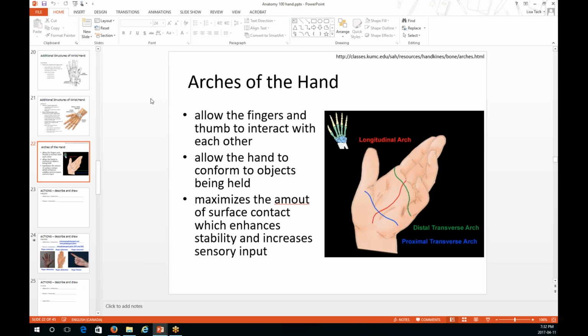So just like the foot has arches, the hand has arches. And the arches help allow your fingers and thumb to interact. So it allows us to grasp objects, increases the amount of surface contact that our hand can have on an object, which helps us be more stable with that object, manipulate that object, and increase the amount of information that comes to our brain. So like when you do massage and you conform your hands to the tissue, those are the arches of your hand letting you do that, right? You can wrap your hand right around that tissue.